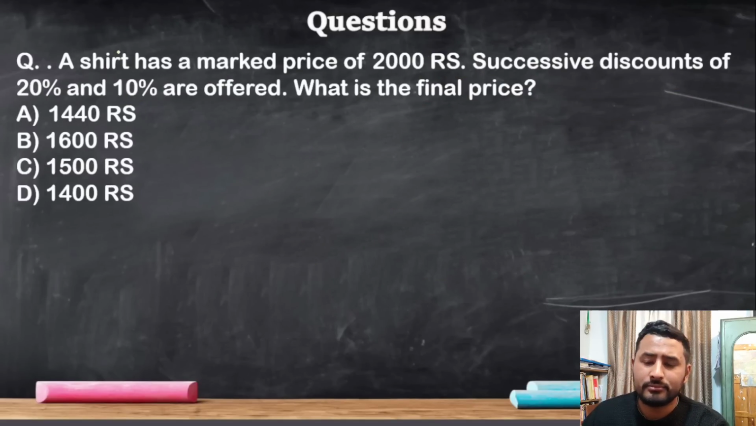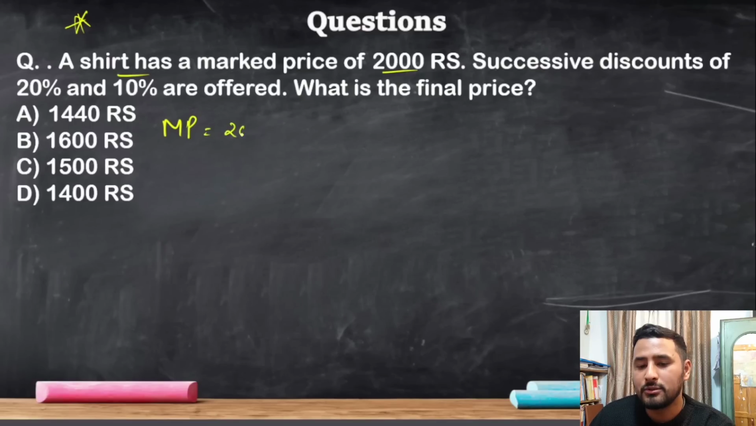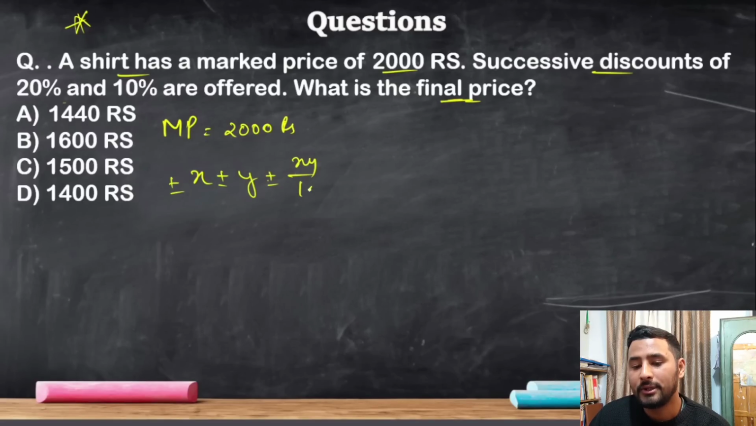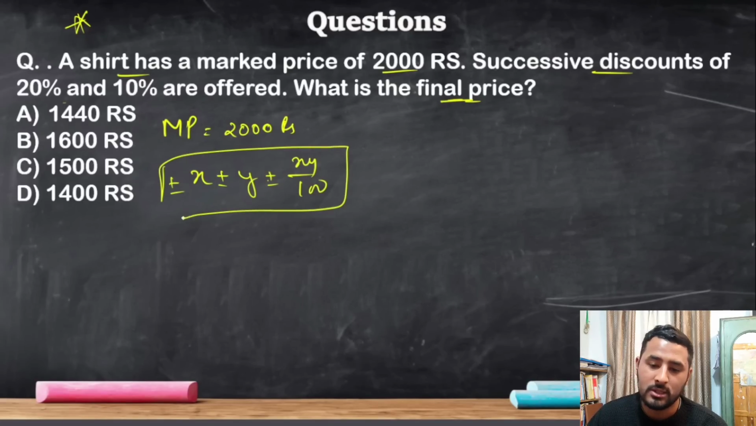Let's see next. Successive discounts. Now you have done this successive method in percentage, right? Let us see. A shirt has a mark price, given what? MP is 2000 rupees. Now successive discounts of 20%, and what we need to find is the final price, how much you will sell. So that will be the selling price, right? So let us see. Successive discount. Remember the formula: X plus Y plus minus XY by 100. You need to remember this formula for successive.